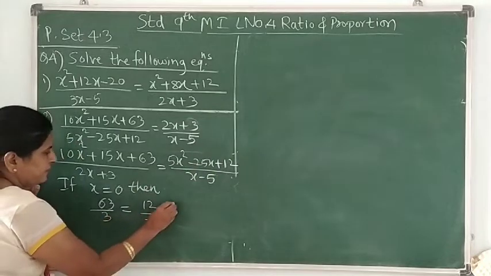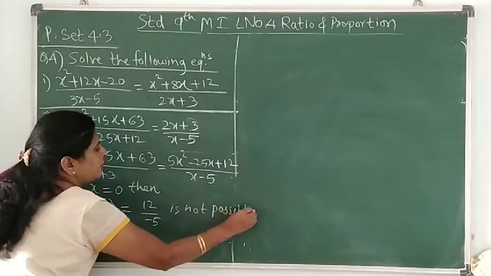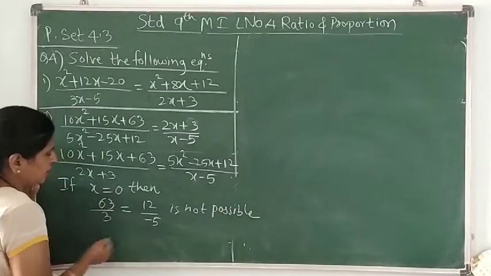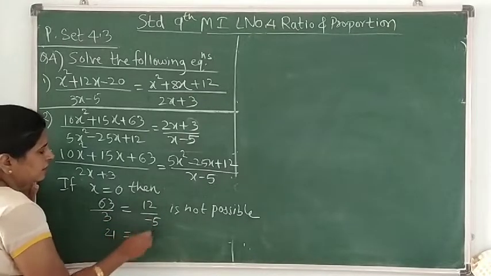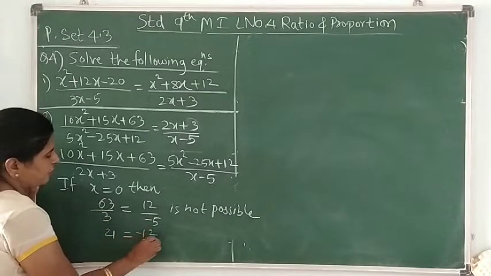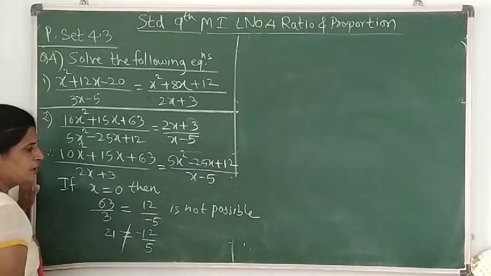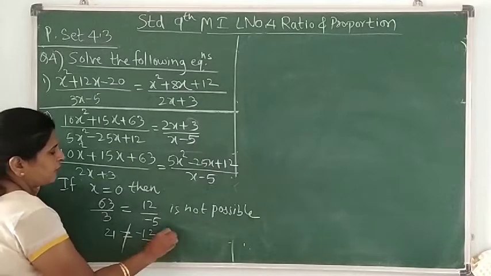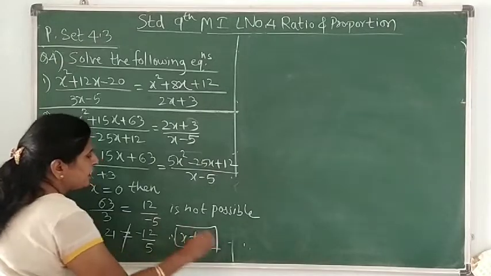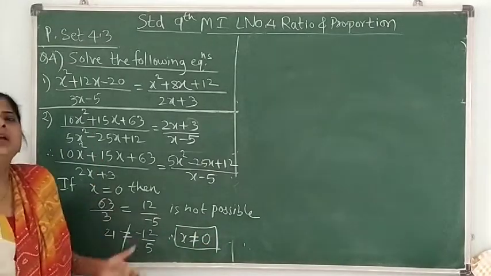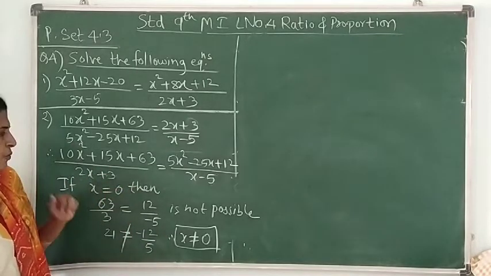Is this possible? First of all, this is positive and this is negative. If you divide this by 3, you get 21, and here it is minus 12 upon 5. This is not possible. 21 is not equal to a negative number. Therefore, x cannot be equal to 0. So we have nullified the possibility that x is 0.